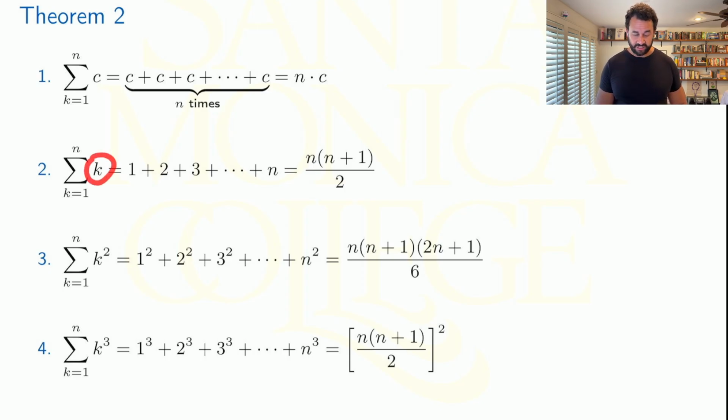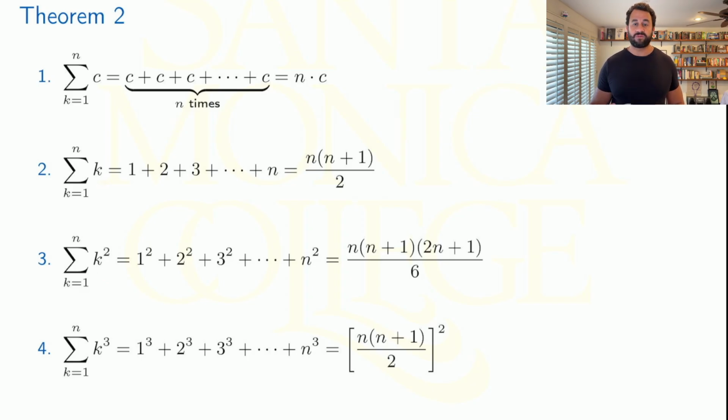So adding up the first n positive integers, you can jump right to the final result by using this formula, n times n plus 1 over 2. All right? Okay, next, you might notice a pattern here, k squared, k cubed.